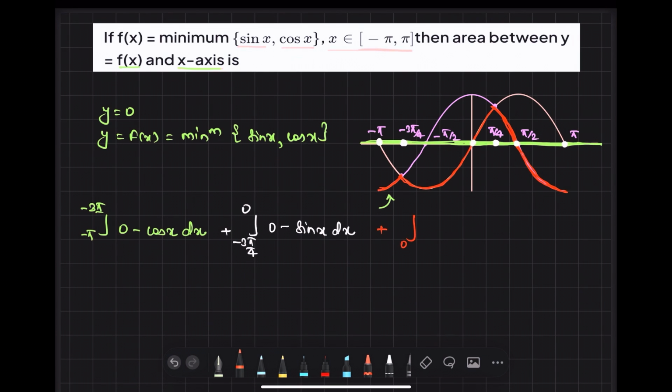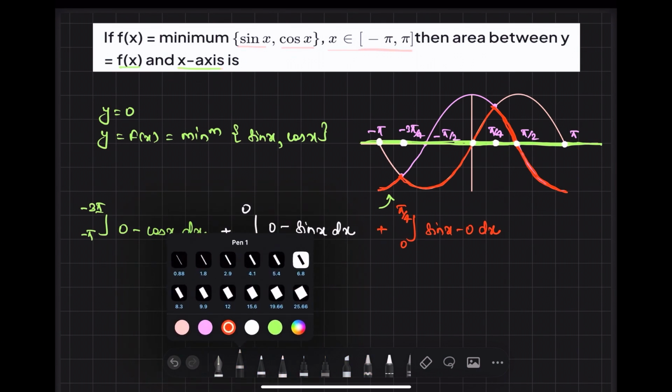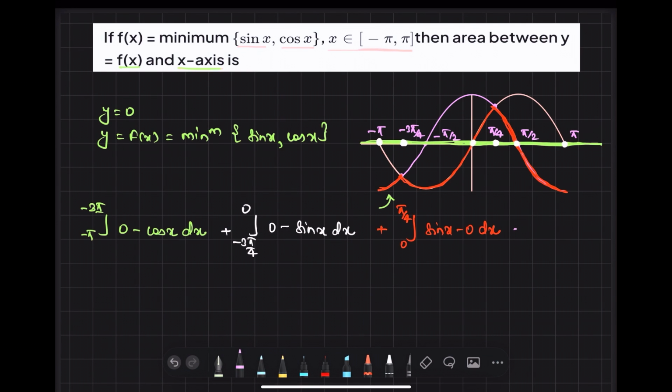From 0 to pi by 4. If you'll observe, who is above? The sine part is above. So the upper curve is sin x, the lower curve is 0, dx.